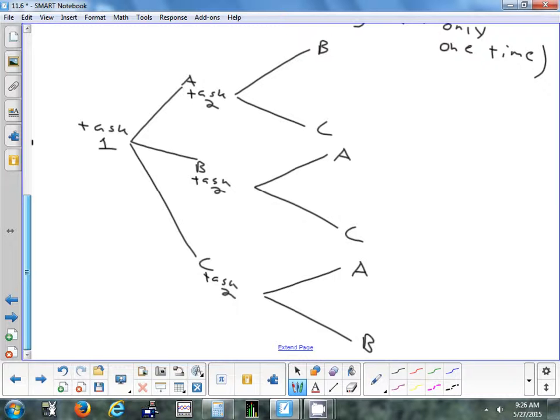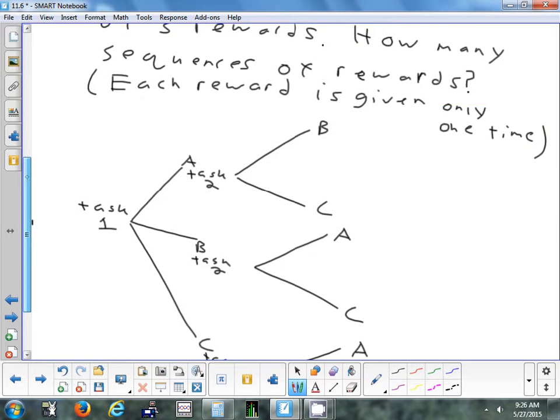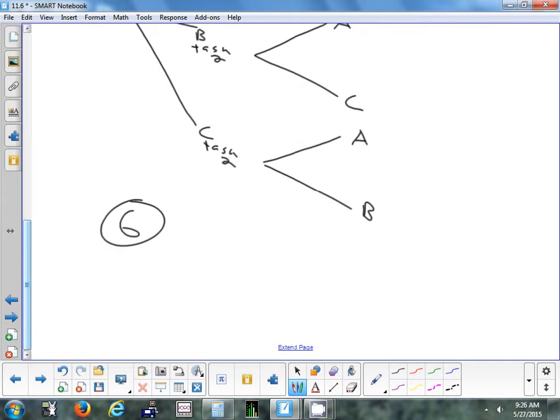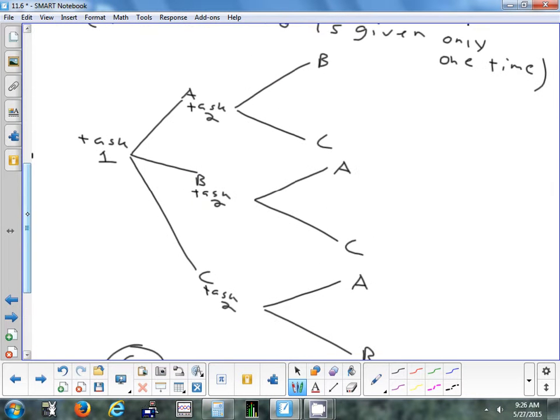So how many different paths are there to follow? 6. Okay, there's 6 paths here. So the question was, how many sequences of rewards are available? 6. Now, if the rewards could repeat, then that would be different. After the animal got reward A, then they could get reward A, B, or C again. And after they got reward B, they could get A, B, or C again. So in that case, you could have up to 9. Okay, any questions on that?